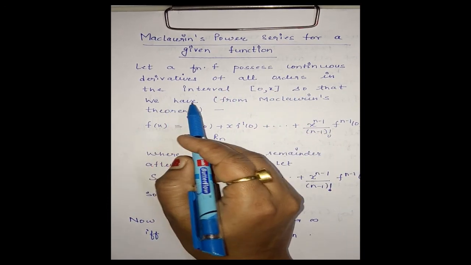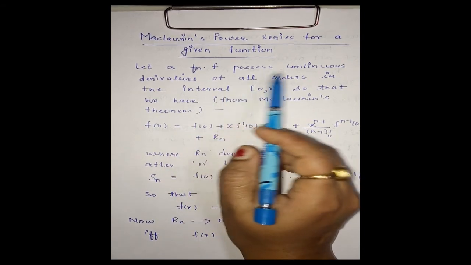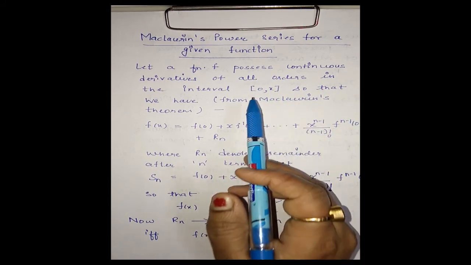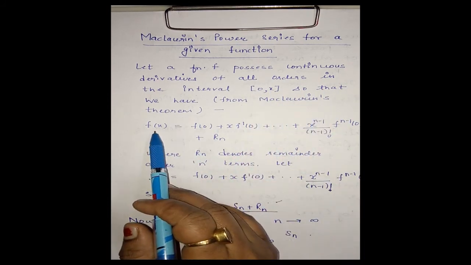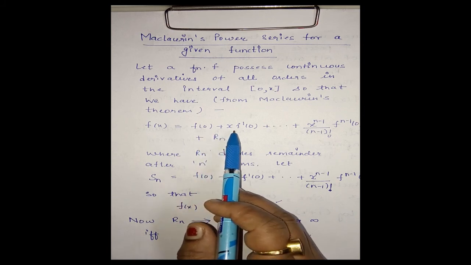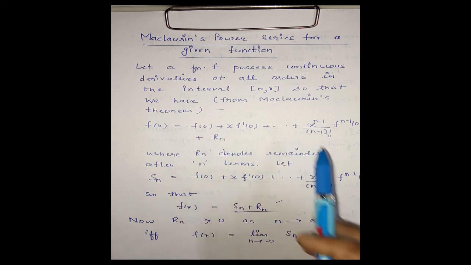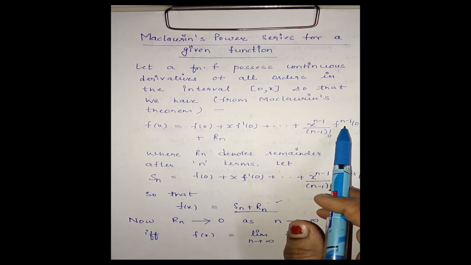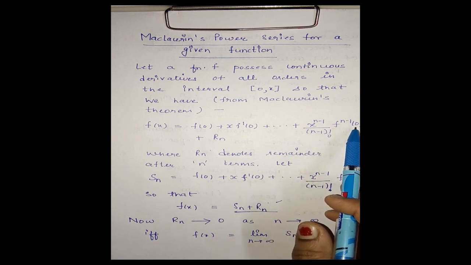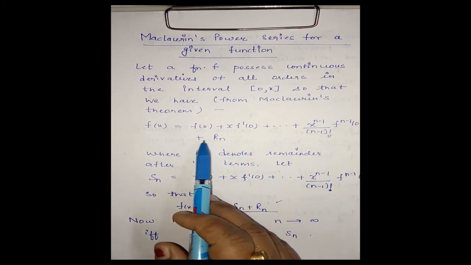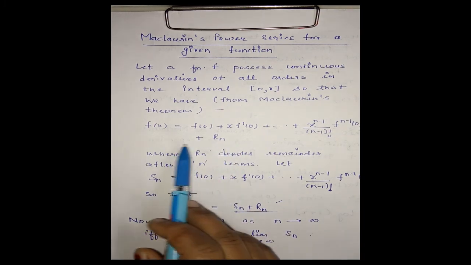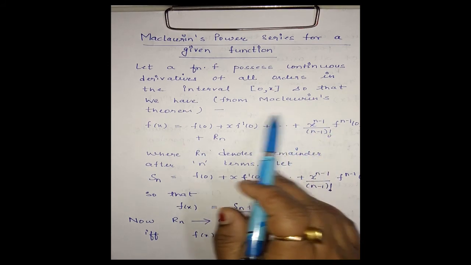So that we have, from Maclaurin's theorem, f has continuous derivatives of all orders in the closed interval [0, x]. Then from Maclaurin's theorem we have f(x) is equal to f(0) plus x into f'(0), up to x^(n-1) divided by (n-1) factorial into f^(n-1)(0), the (n-1)th derivative of f at x equal to 0, plus Rn, where Rn denotes the remainder after n terms. Okay, this we know from Maclaurin's theorem.